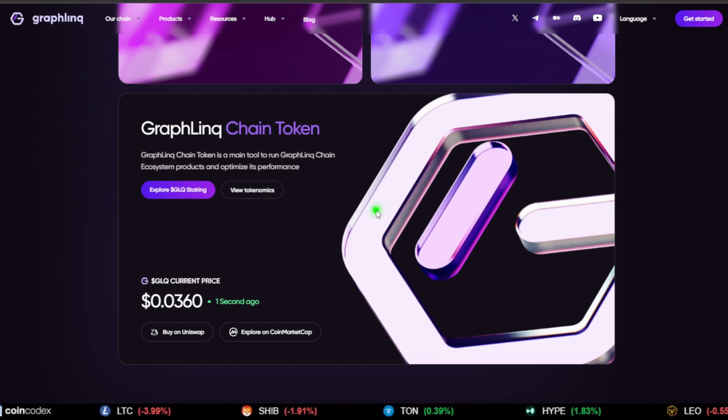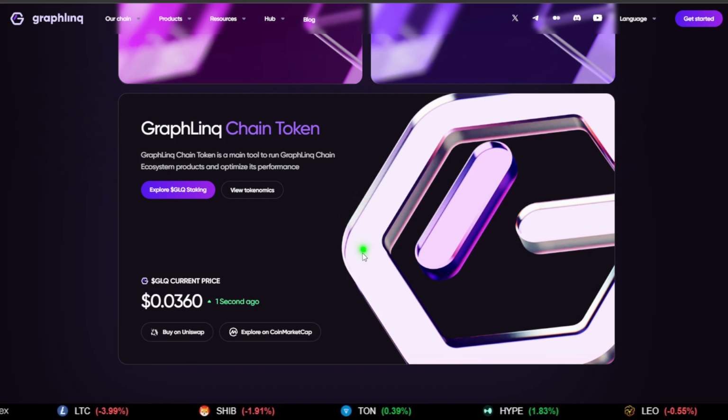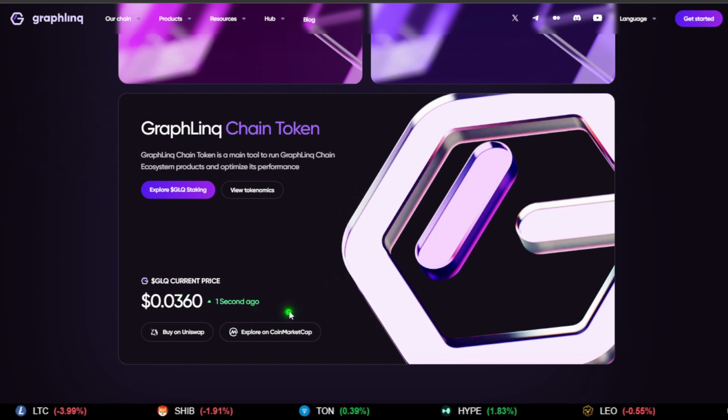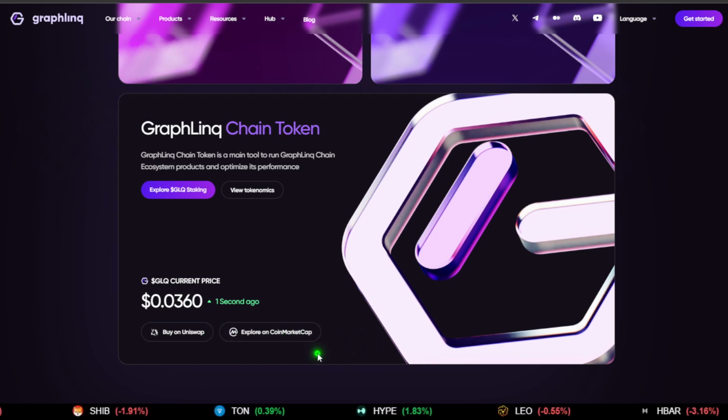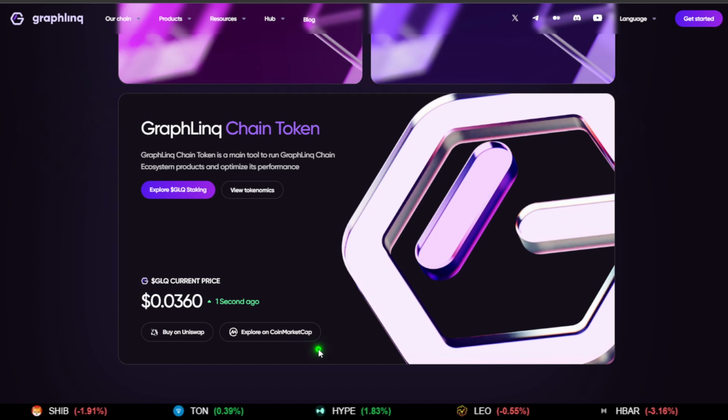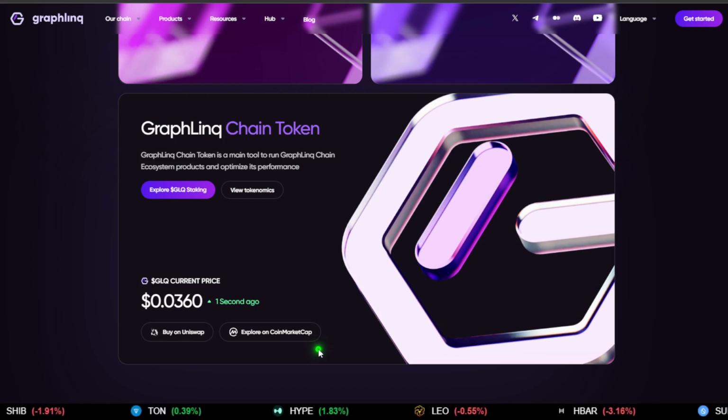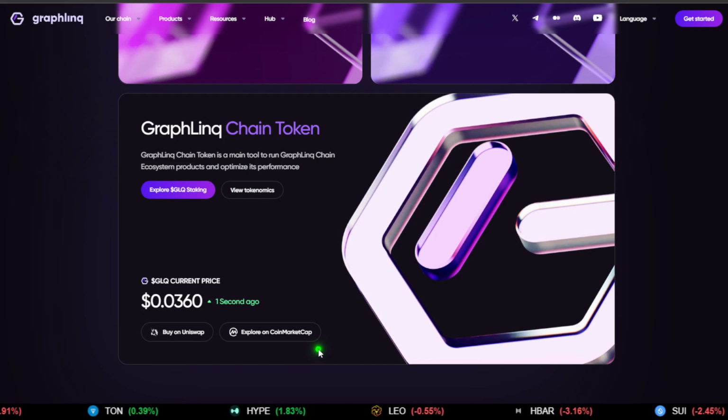So I'm going to open it up in a new tab. I think I do, but all good. And we can see the price and so on, and it's listed on Uniswap, and you can get information on CoinMarketCap.